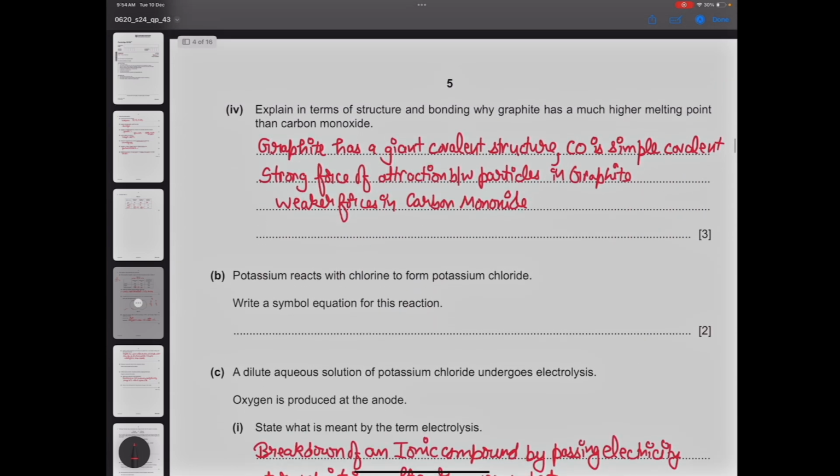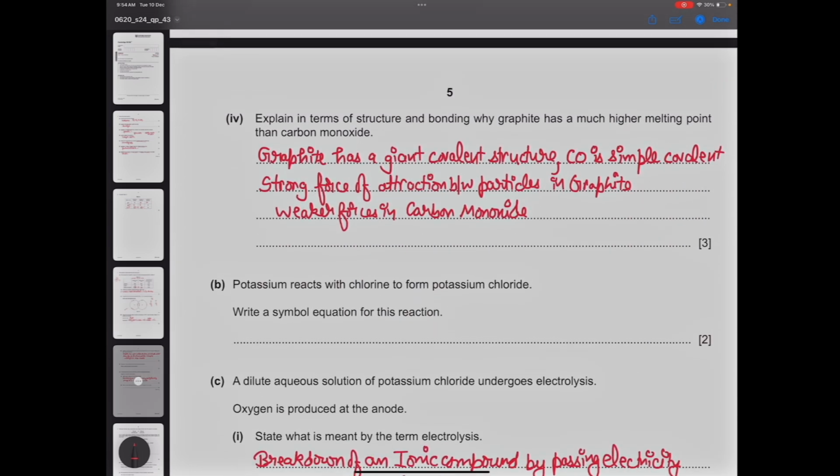All right. Now for this question, I've written the answer. Explain in terms of structure and bonding why graphite has a much higher melting point than carbon monoxide. See, it's a fairly simple logic that graphite is a giant covalent structure. It is a giant network. But on the other hand, carbon monoxide is a simple covalent structure. So what I've written here is graphite has a giant covalent structure. CO, carbon monoxide, is simple covalent. So there are strong forces of attraction between particles in graphite, but there are weaker forces of attraction in carbon monoxide. This is the answer.